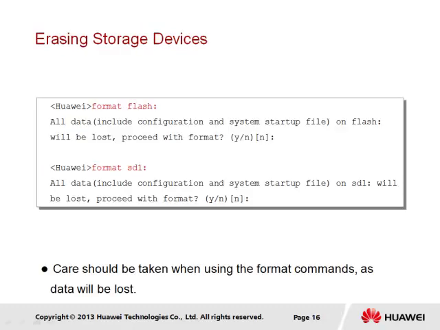When erasing a single configuration file, the reset saved-configuration command is used. If the entire storage location of a device is to be erased, however, the format command is used along with the storage location to be formatted. It is generally recommended that these commands not be used unless it is absolutely necessary, since erased files in a formatted storage location cannot be recovered. The examples shown here demonstrate the typical commands used to clear the flash memory and SD card locations.